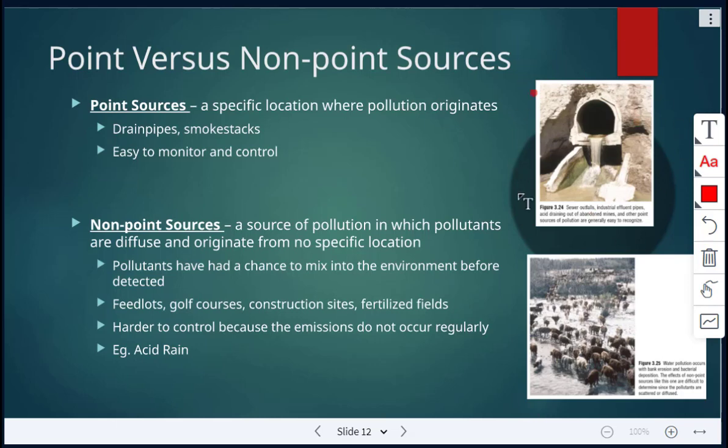This picture is showing point sources, like sewer outfalls, industrial effluent pipes, acid draining out of abandoned mines. Those are easy to find and recognize. And then here, water pollution occurs with bank erosion and bacterial deposition. These are the ones that are difficult to determine since the pollutants are scattered or diffused.